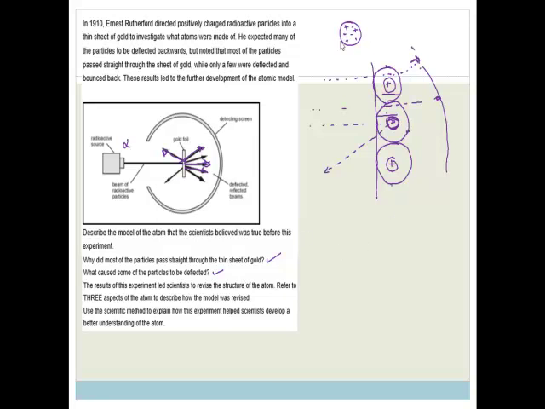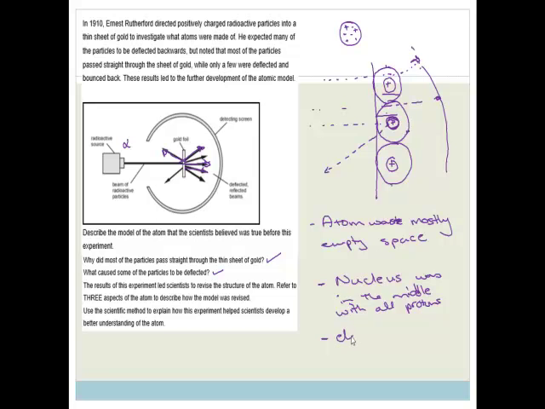Okay, so before they thought that the model of the atom was basically solid, with a wide distribution of the positives and negatives. Now what they realized was that the atom was mostly empty space. Okay, that's the one thing they realized. Two, that the nucleus was in the middle with all the protons. And the other thing they realized is that the electrons had to be really small and orbiting around the nucleus. Those are the three things.